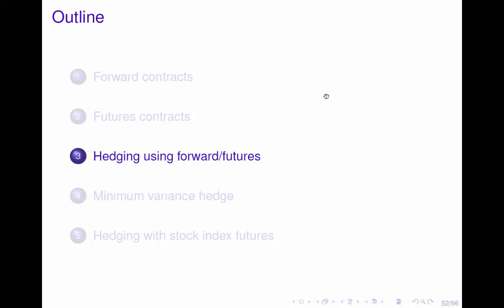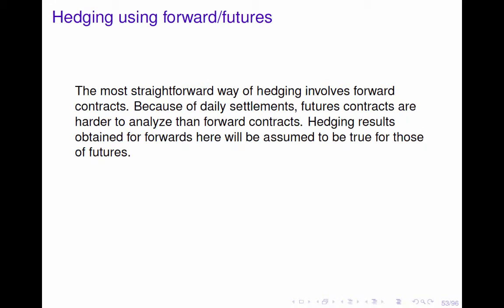Section 3. Hedging using forward or futures. Recall the example in the last lesson. We have seen that hedging using either forward or futures could perfectly eliminate the risk of increasing in the wheat price that the flour producer faced.